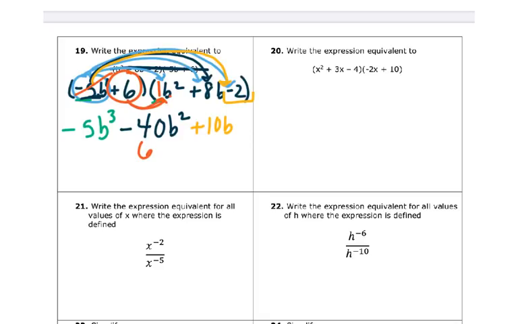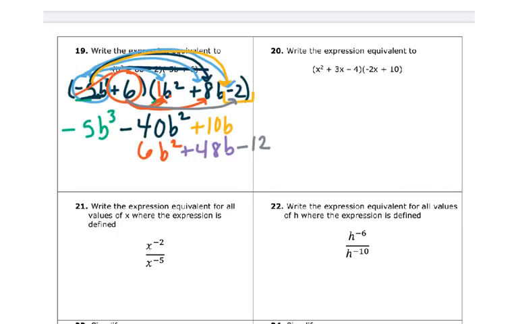That's b squared, so it's 6b squared. 6 times 8 is the number 48. I'm running out of colors. So 6 times 8 is 48. And there's a b there. Last but not least, 6 times negative 2 is negative 12.